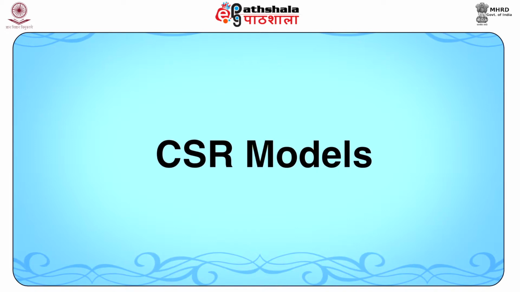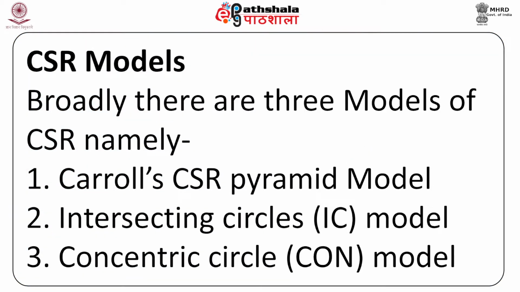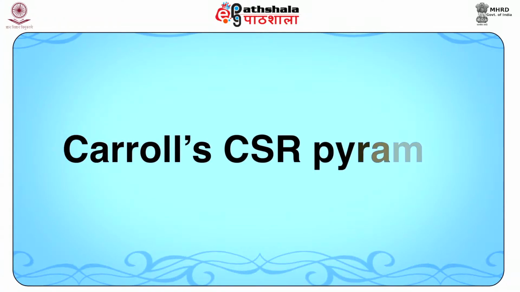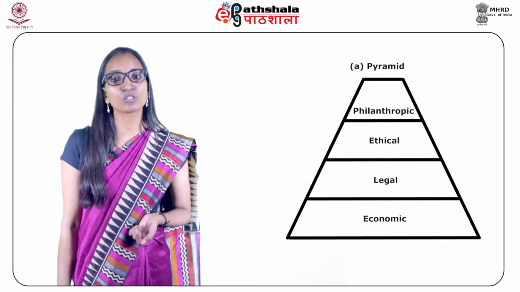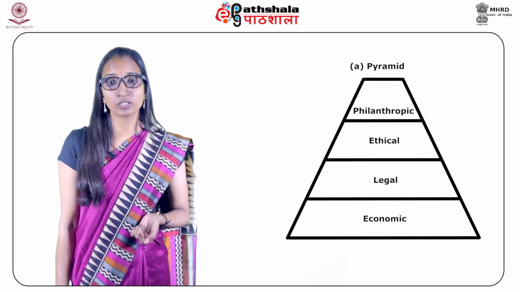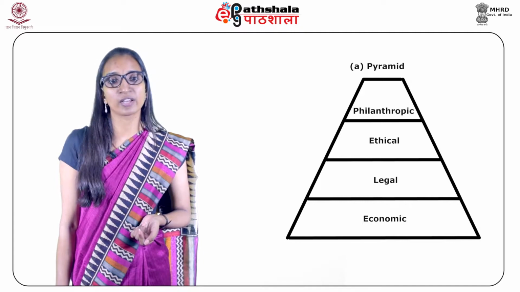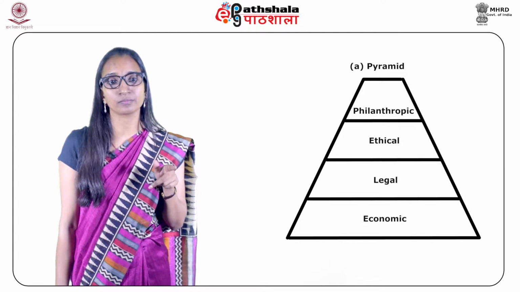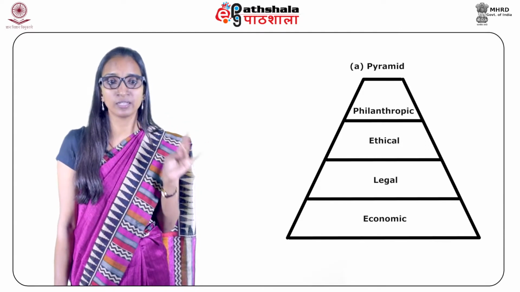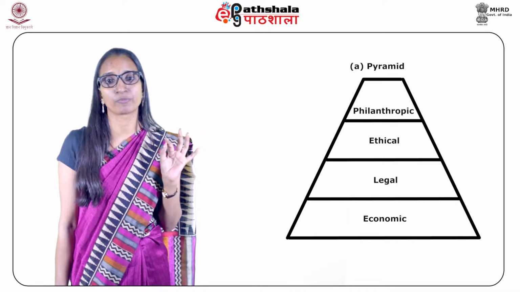Now, let's see CSR models. Broadly, there are three models of CSR, namely Carroll's CSR pyramid model, intersecting circles model, and concentric circles model. The very first is Carroll's CSR pyramid model. This model was developed by Carroll. According to this model, there are four kinds of social responsibility which constitute complete CSR. These are economic, legal, ethical and philanthropic.